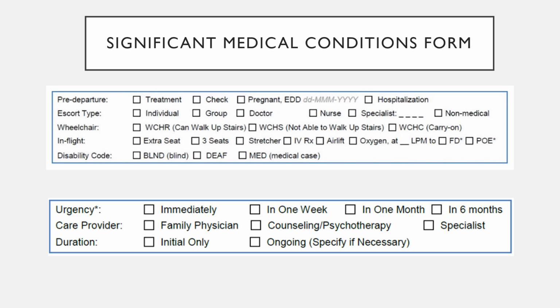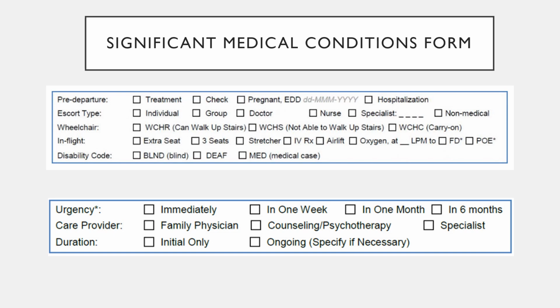And this again is just really useful information for you to know. For example, if you see that the person has a wheelchair, that might be an indication that you need to make sure that the apartment that they're moving into upon arrival has accessibility.